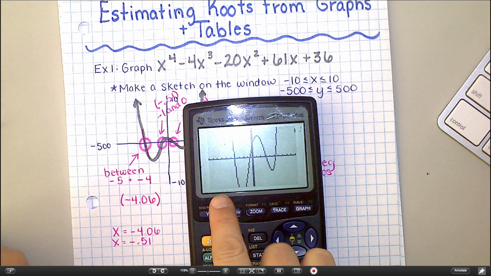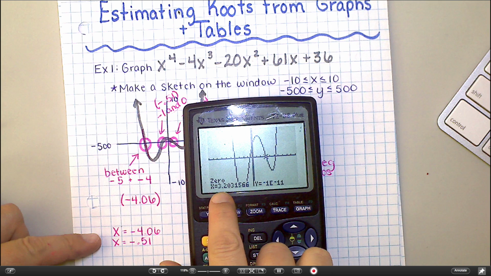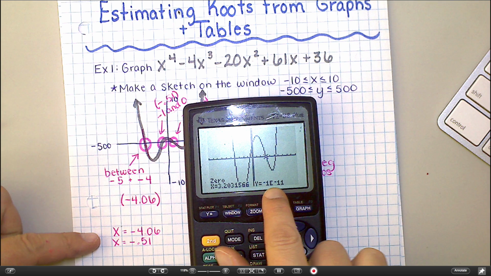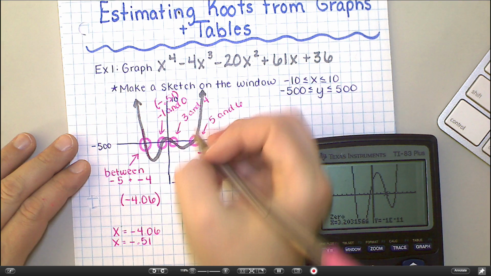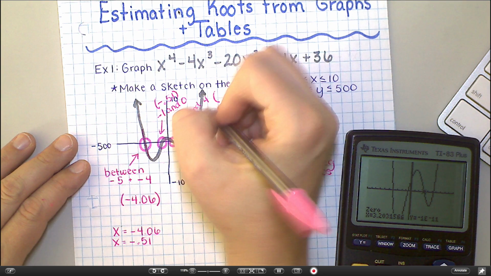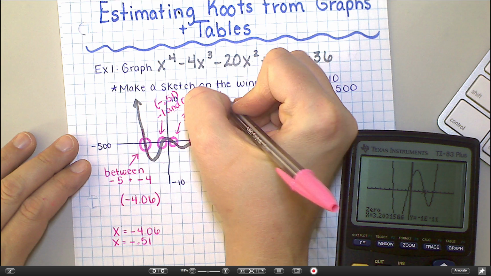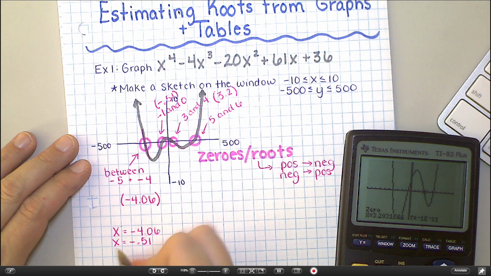Hit guess. And that one is at 3.2. Again, that's a super, super tiny number. Essentially, that's equal to 0. So my one that's between 3 and 4 is actually at 3.2. Okay, so my other x-intercept would be at 3.2.